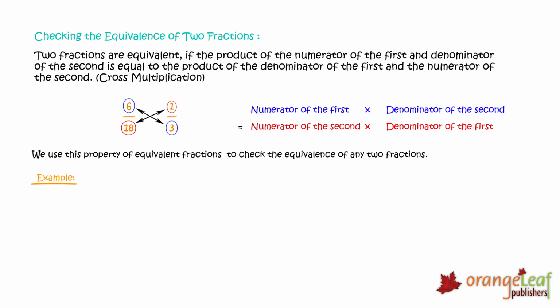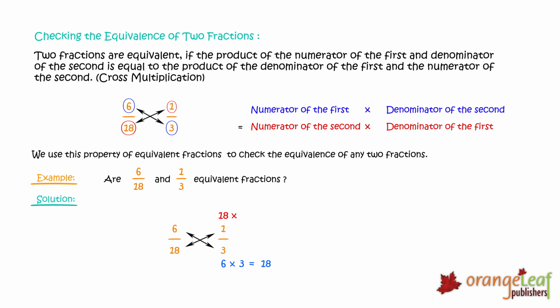Example, are 6 by 18 and 1 by 3 equivalent fractions? Solution: 6 by 18 into 1 by 3 will give us 6 into 3 is equal to 18 and 18 into 1 is equal to 18. That is, 18 is equal to 18. The products are equal. Hence, 6 by 18 and 1 by 3 are equivalent fractions.